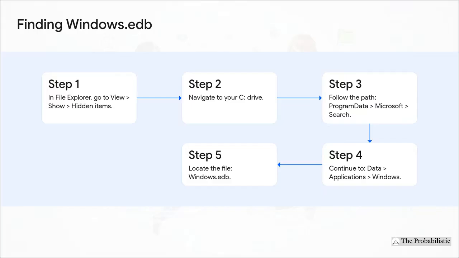All right, you can follow along with the steps right here. First, you've got to tell Windows you want to see all its secret hidden files. Then, you need to dive down a pretty specific rabbit hole. You're going to go to your C drive, then into Program Data, then find Microsoft, then Search, keep going into Data, then Applications, and finally a folder just called Windows. And boom, there it is, Windows.edb.